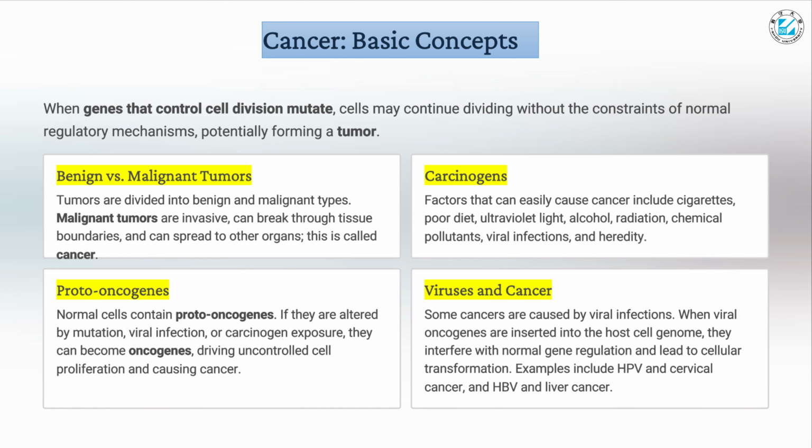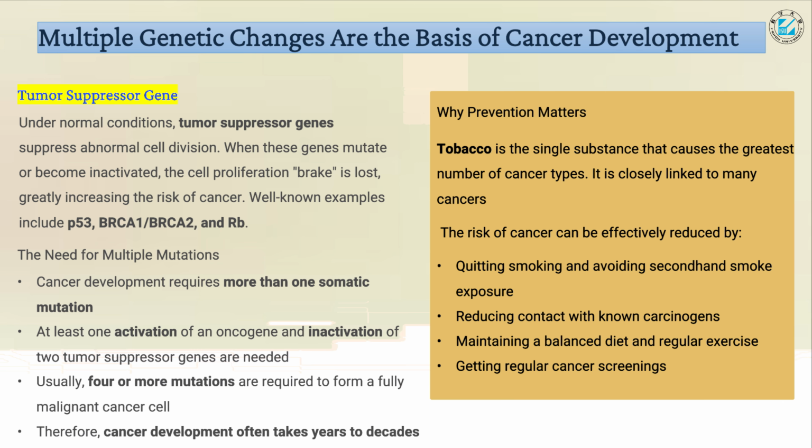Some viruses can also contribute to cancer. For example, HPV is associated with cervical cancer, and HBV is associated with liver cancer. Cancer development usually requires multiple genetic changes. There are two major categories of cancer-related genes: oncogenes and tumor suppressor genes.